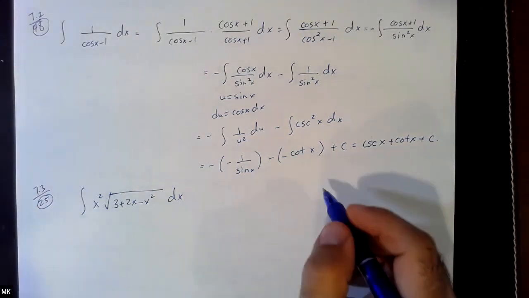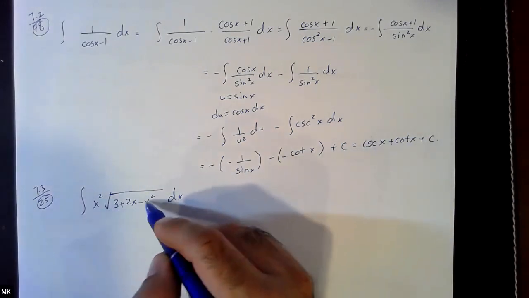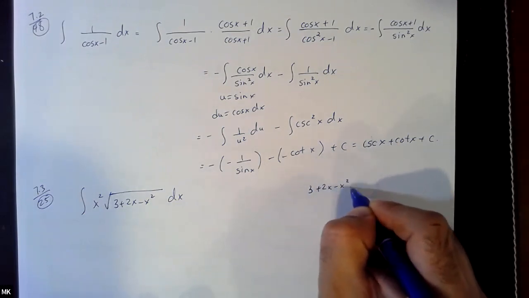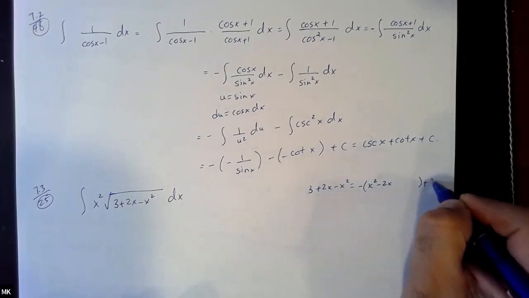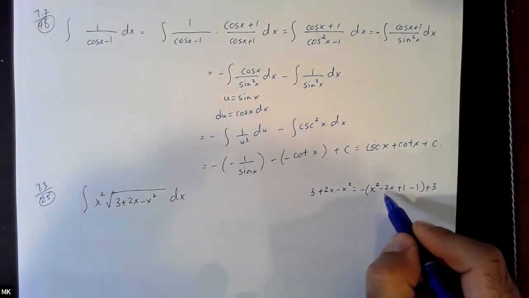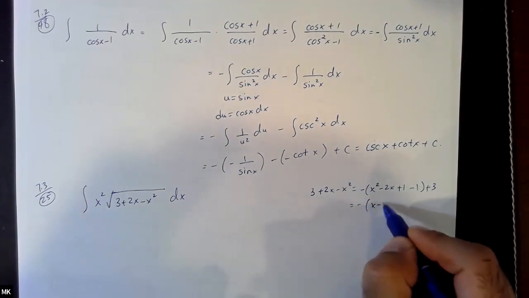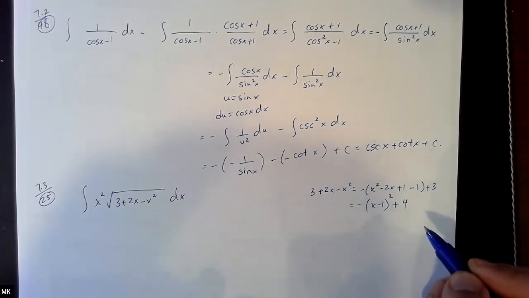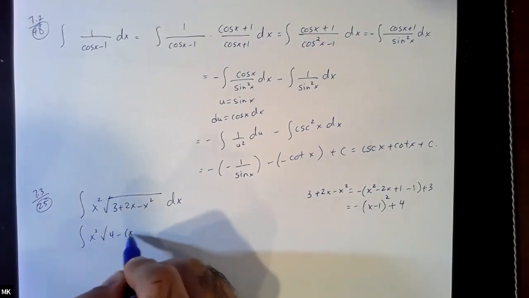And the trig sub for this is actually a little bit tricky, because you have to complete the square in the radical. So 3 plus 2x minus x squared, I'm going to write as negative x squared minus 2x plus 3. Then I'm going to add and subtract 1. Half of negative 2 is negative 1, squared is 1. So I get negative x minus 1 squared plus 1 plus 3, which is plus 4. So it's going to be the integral of x squared square root of 4 minus x minus 1 squared.